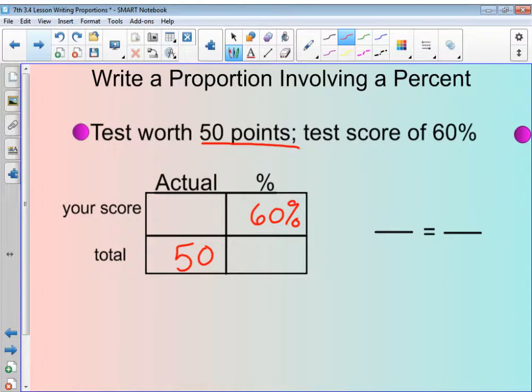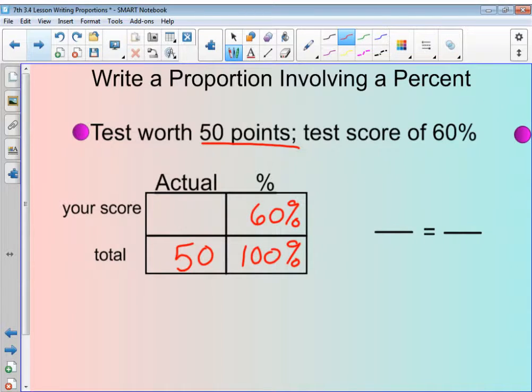So the key thing you have to understand is anytime you're working with percent, you know the total, although it's not listed there. When we work proportions, you will always have 3 of the 4 boxes filled in. Here they didn't give us 3 of the 4 numbers. We had to infer and understand that the whole test was 100%.